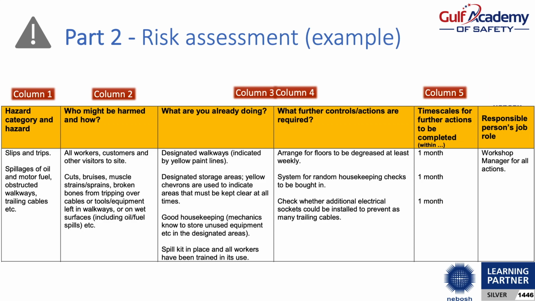The last column in completing the Part 2 risk assessment form is to allocate a responsible person for each additional control measure identified in column 4. Responsible person can be assigned on the basis of people's job roles and job titles. Responsible person can be supervisors, junior managers, middle managers and senior managers.